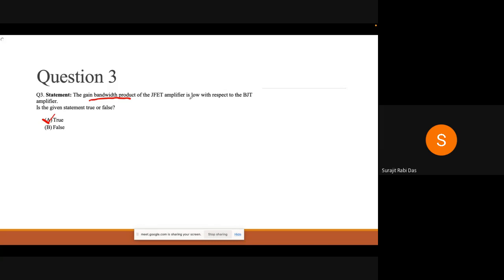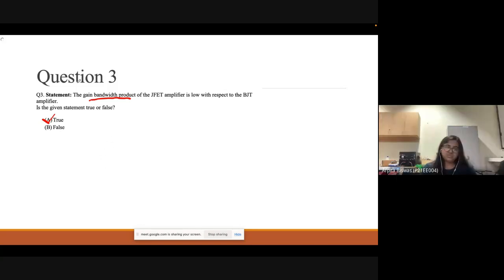But JFET we generally don't use for amplifier purposes. We can use it like a purely resistive circuit and so on, but still it's a noisy device, so the gain is not something you can get from that. So I am thinking yes, this statement is true. That's why we do not go for the JFET amplifier, and we go for the BJT amplifier. And the statement is also true. I think this is sufficient to elaborate this.